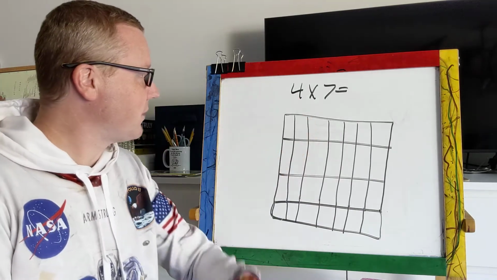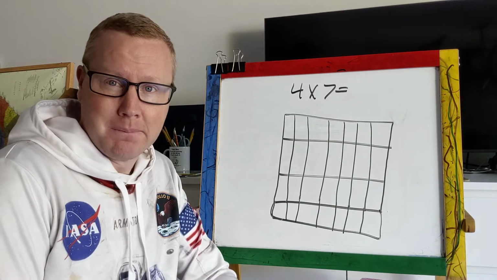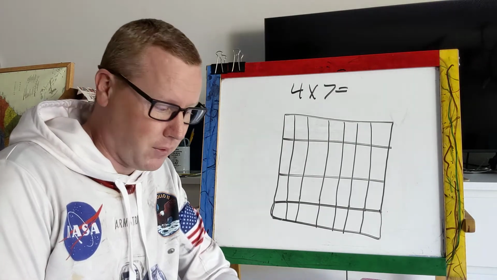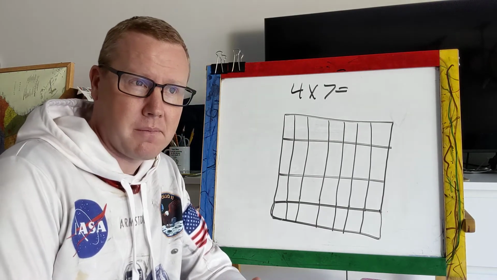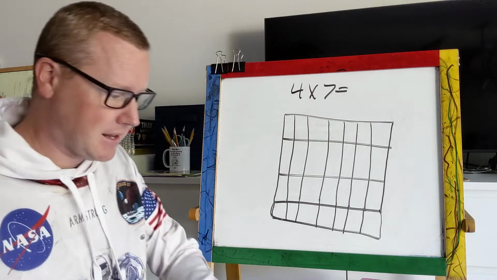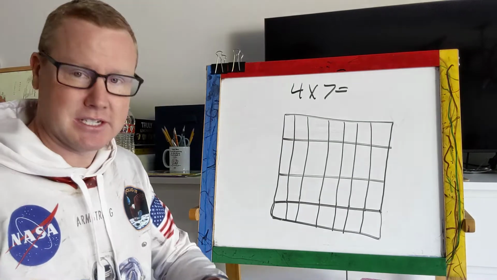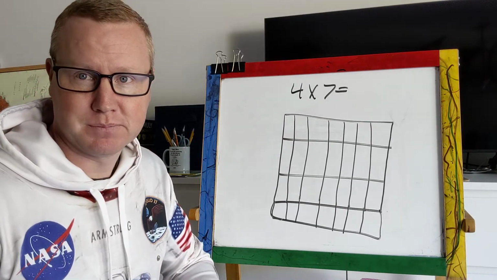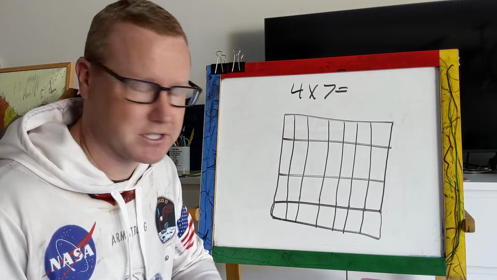One of those numbers that we're going to start with is 4. When you're multiplying by 4, I'm going to show you an easier strategy. This strategy I call doubling the double. Let me show you what that means first.